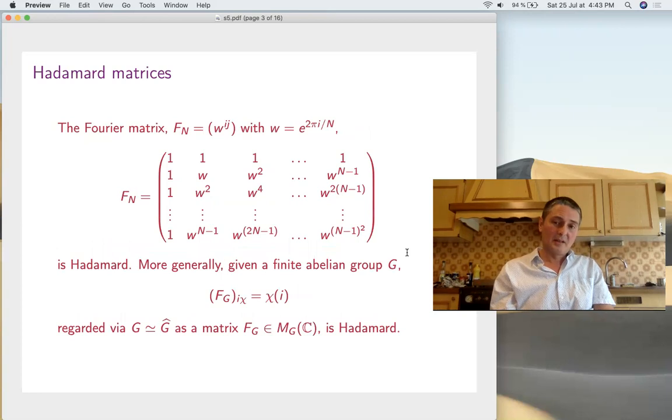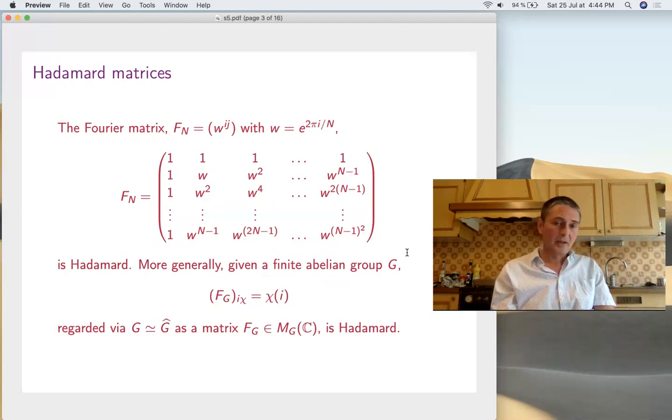Now, what are the main examples of such matrices? First of all, you have the Fourier matrix. Here it is. You have probably met this. I mean, that's the matrix in discrete Fourier analysis. It's the Fourier matrix of the cyclic group Z_n, if you want. So that's the matrix in matrix form with w being the root of unity.